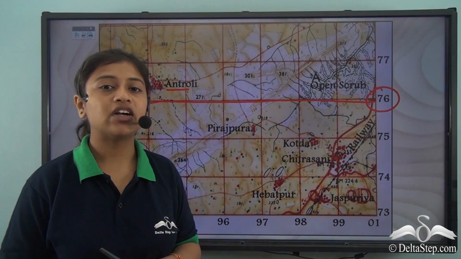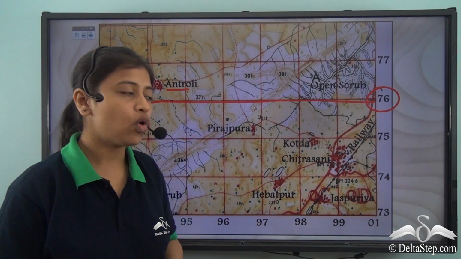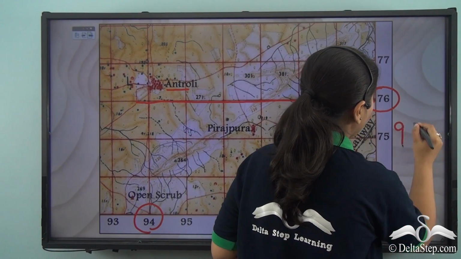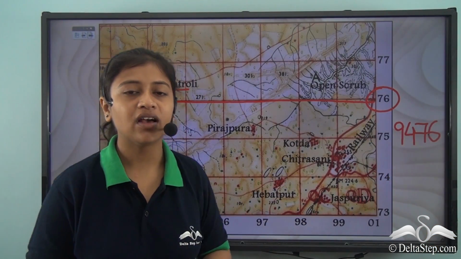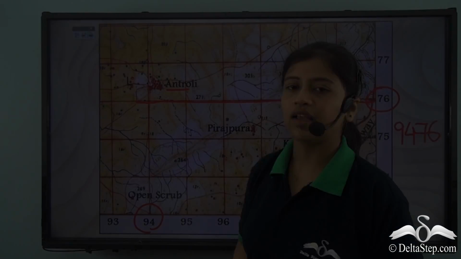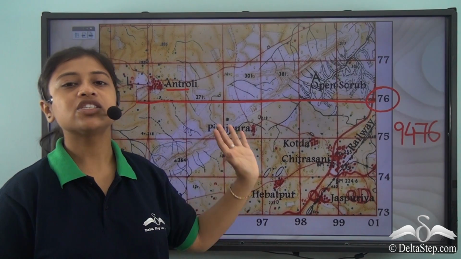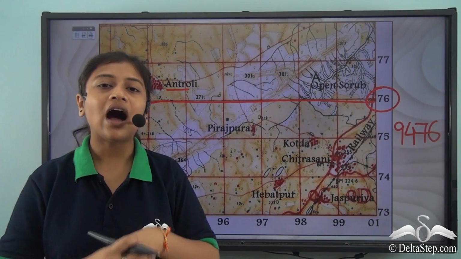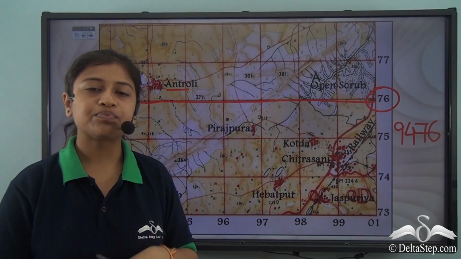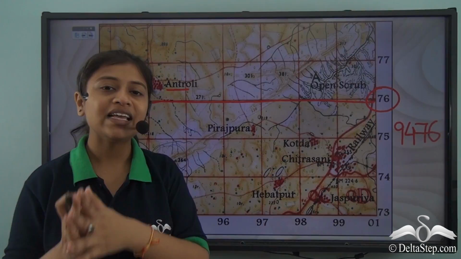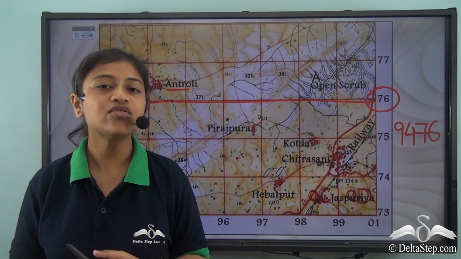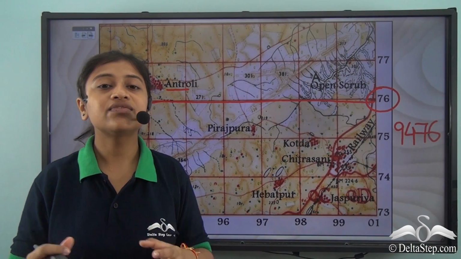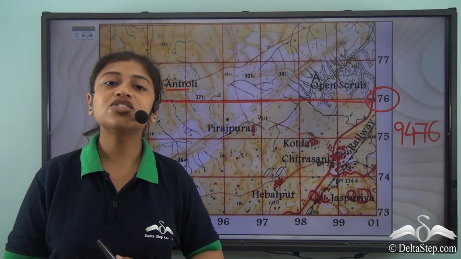So the grid reference of Antroli, as per what we have learnt a while ago, would be 9476. 9476 would be the grid reference of Antroli. So if I would have given you this particular section of a topographical map and had asked you to name a settlement that is present in the grid reference of 9476, you would have immediately and easily found out that Antroli is the particular settlement that I have asked you to locate. So this is how we can locate different features present in a topo sheet or a topographical map.